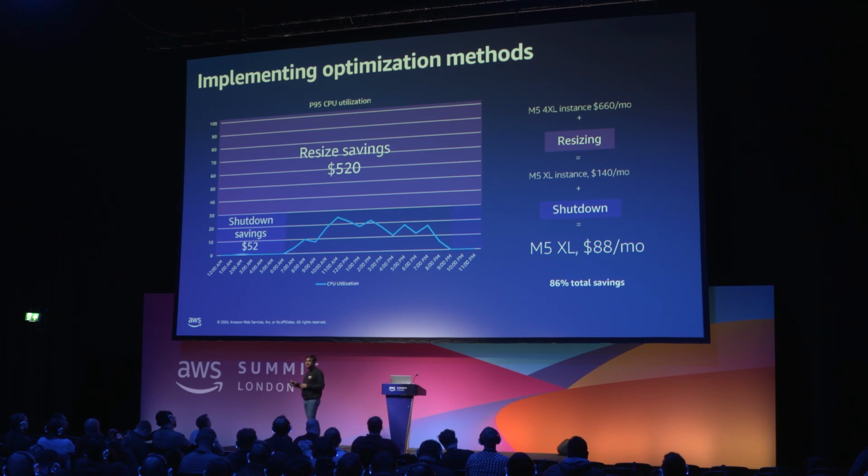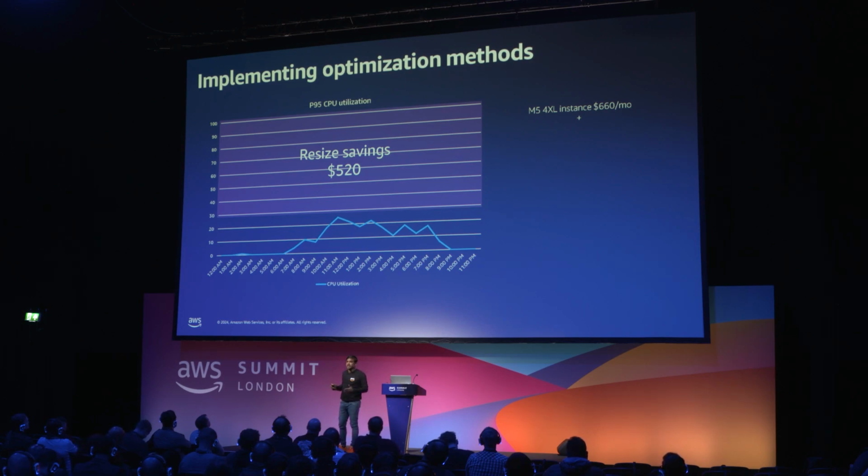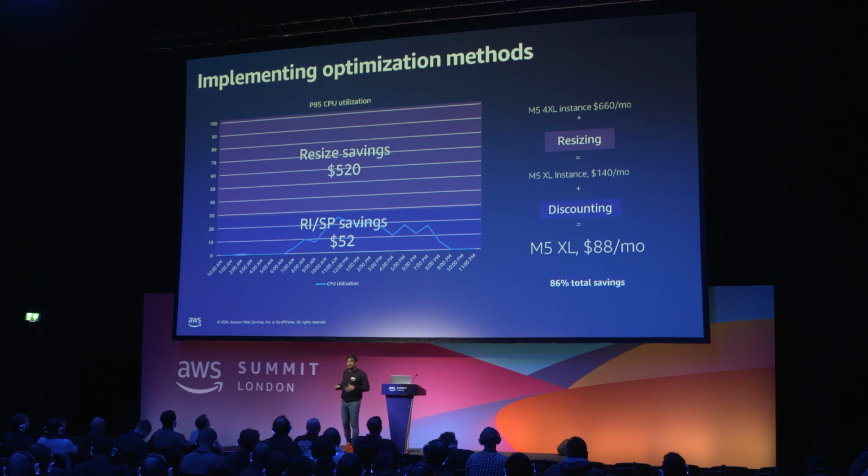Let's take another example to see if we can use some of the other methods as well. In this example, same M4XL instance, $66 per month, it's over provisioned, so you go ahead and resize it, $520 of saving. Previously we shut down the instances when they were not being used. What if you apply the reserved instance or savings plans on this? If you apply reserved instance or savings plans, you would again achieve $52 per month of savings, which eventually gets your M5XL to $88 per month, 86% of total savings.